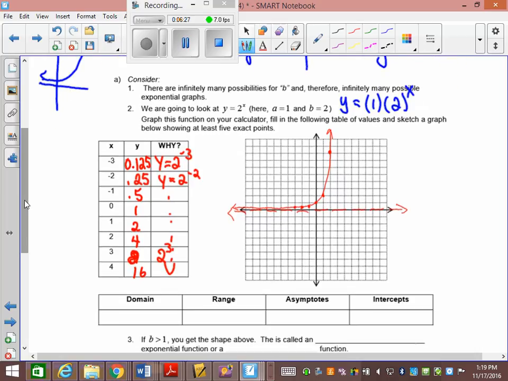What's the domain of this graph? Infinity. That's what everyone said. So we could say in set notation, x is an element of the real numbers, or in interval notation, -infinity to positive infinity, because every x value exists. This is going to keep going out wider and wider forever, right? What's my range?